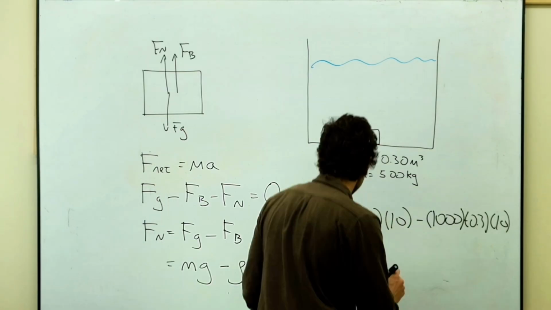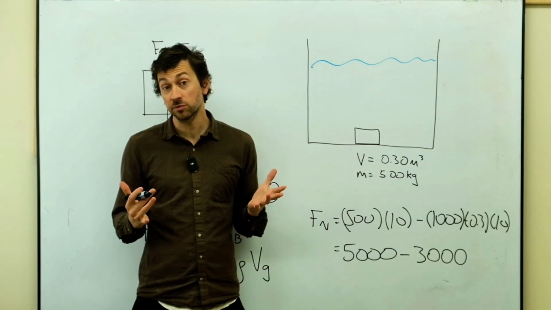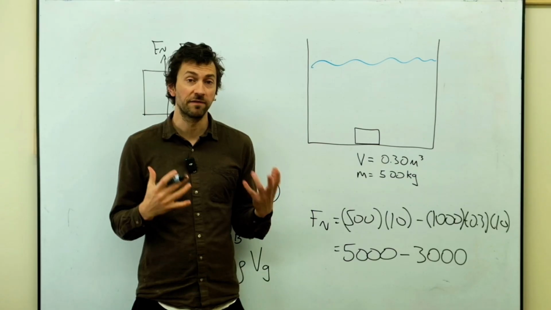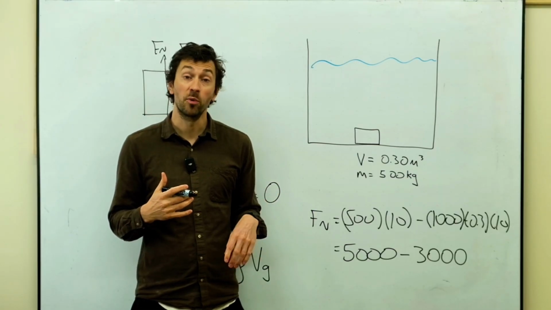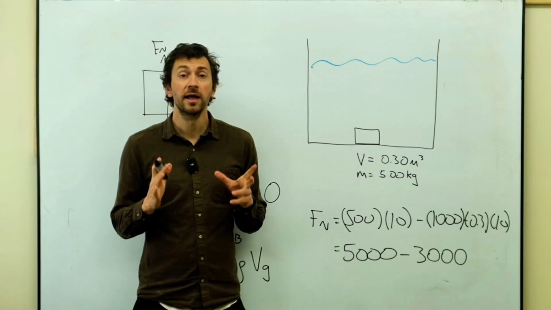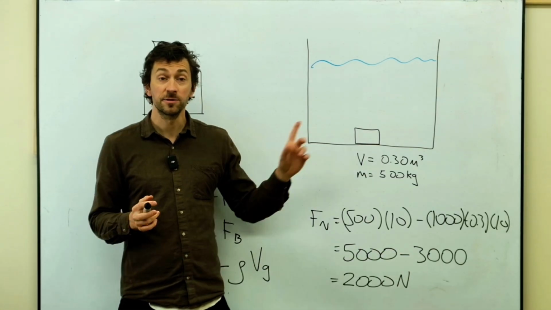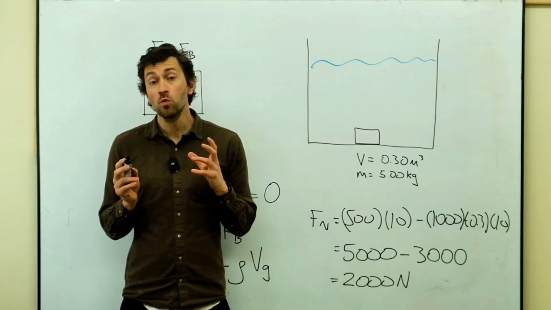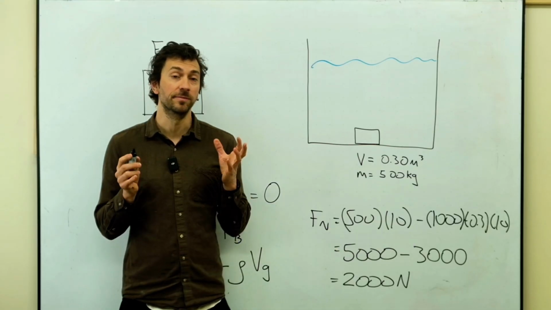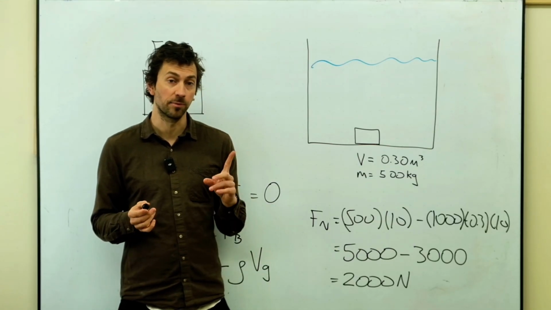So what do we get? We get 5,000 minus 3,000. That is, the force of gravity is 5,000 downwards. The buoyancy force is 3,000 upwards. That means the normal force should be 2,000 newtons. Okay, very good. This block at the bottom of the tank of water will experience a net force, and it's going to be 2,000 newtons upwards.